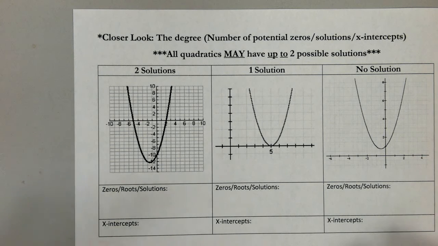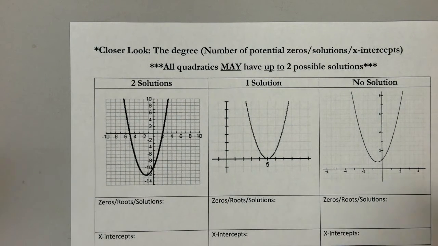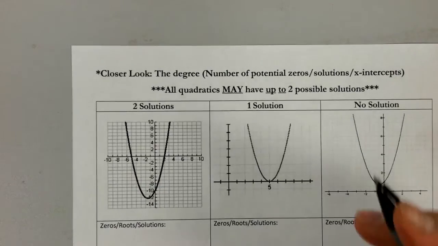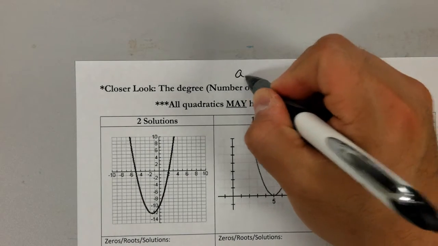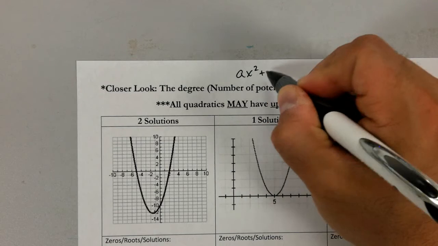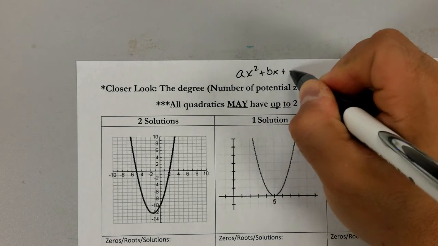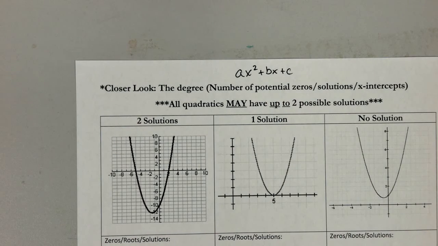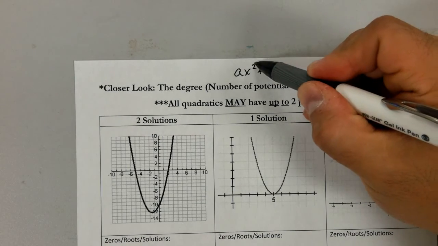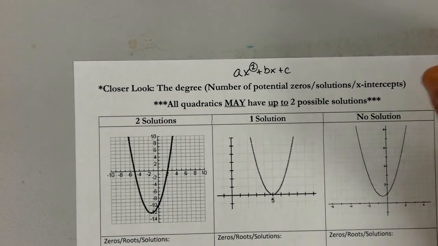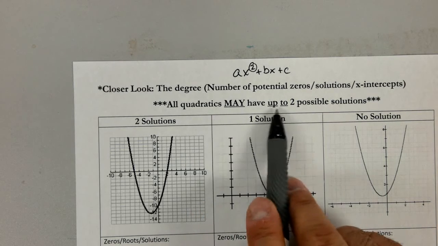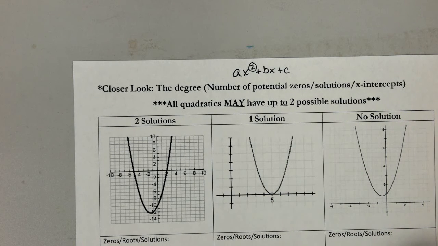Okay, so now that we've looked at how do you figure out if it's going to open up or open down, let's look at how many solutions this could have. I'm just going to rewrite the general form of a quadratic equation up here. It's ax squared plus bx plus c. And so, like I mentioned earlier, this exponent of 2 means that all quadratics may have up to 2 possible solutions. It can't have more than 2, and basically what I mean by solution is x-intercept.